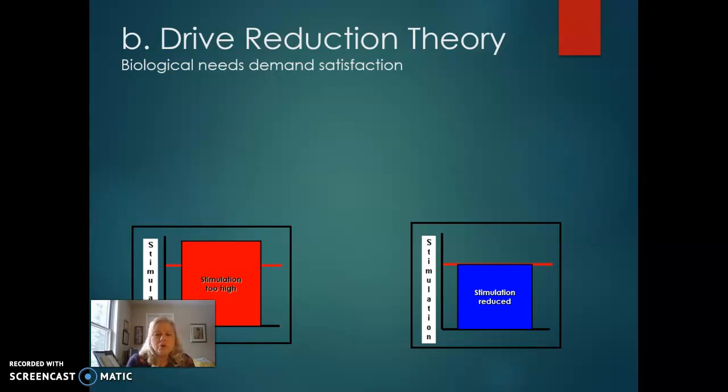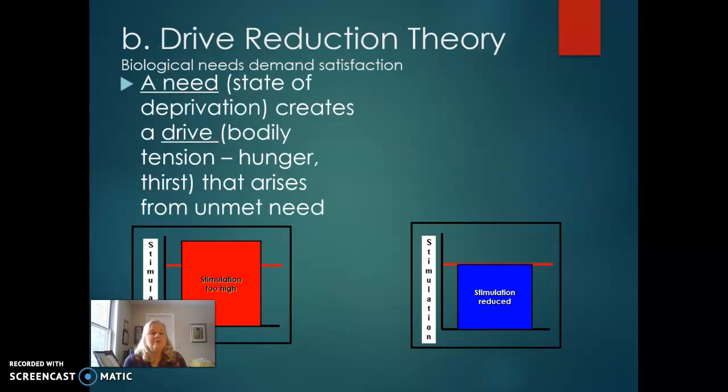So I'd like you to look at the graph at the bottom here. Let's say you're really hungry, okay? You get there in the red, your stimulation is too high. You're hungry, you're thinking, I need to eat, and then you do the behavior and your stimulation is reduced so that you're back at homeostasis until the next time you get really hungry.